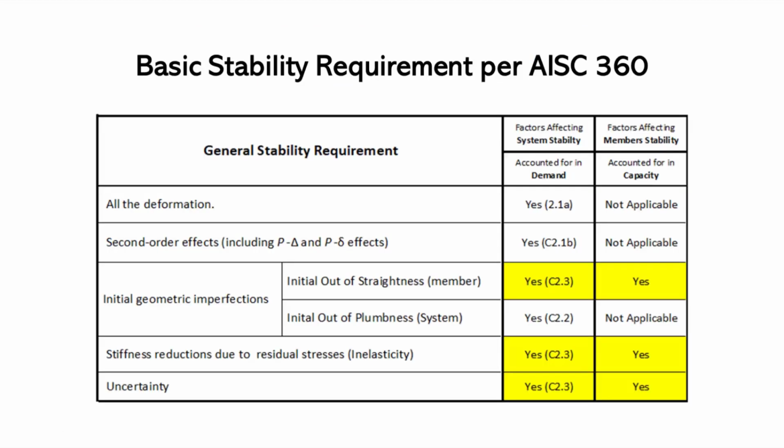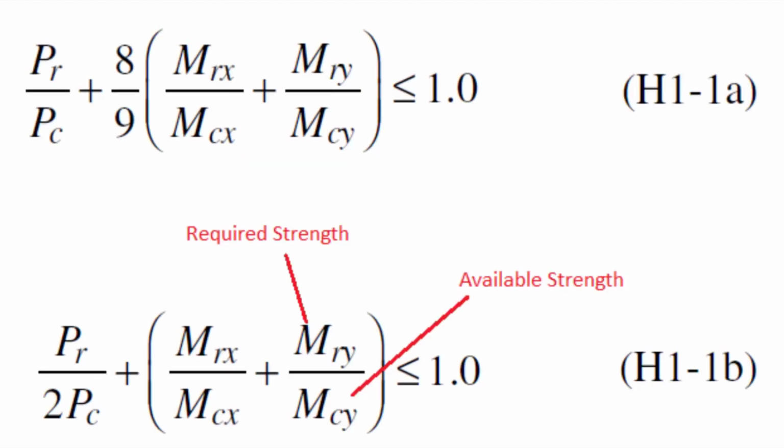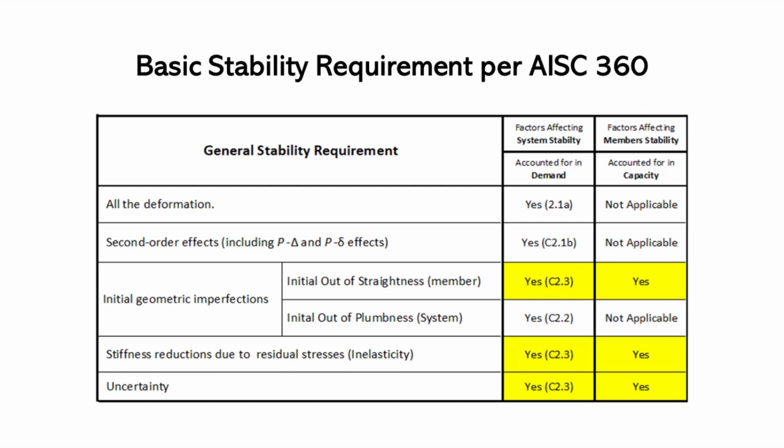Basically, AISC simply uses the combination of numerator and denominator of the interaction equation to address the concerns. So let's summarize the general requirements as outlined in the code.